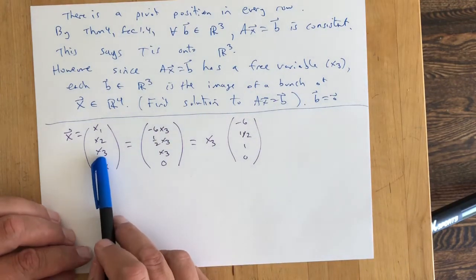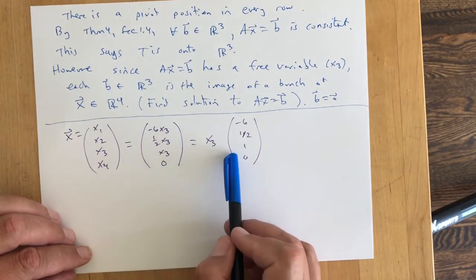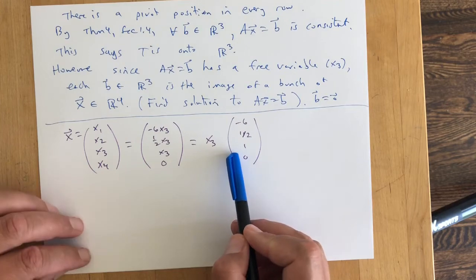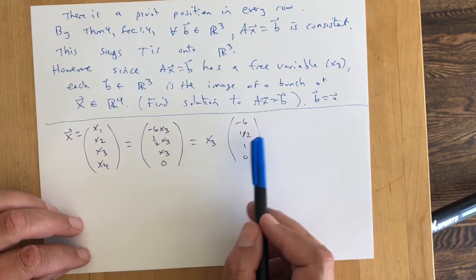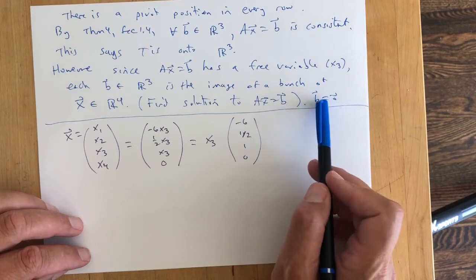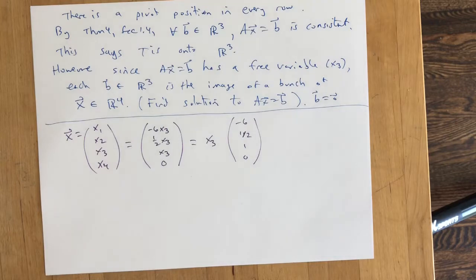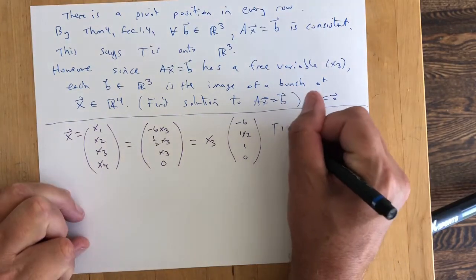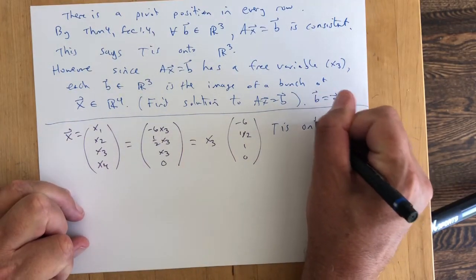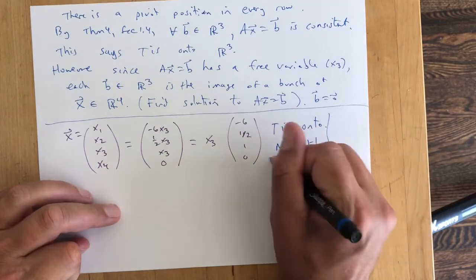We row reduced what was already row reduced. We just solved the echelon form and came up with this general solution with one free variable x3. So that says much more than one vector maps to 0. A bunch of them do. Any multiple of this vector does. So we showed T is onto, but it's not 1 to 1.